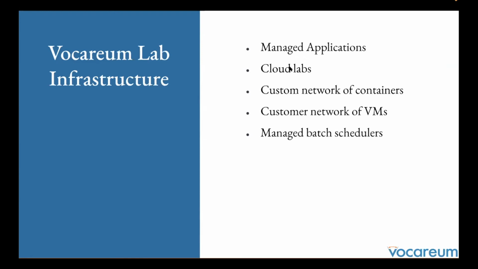Cloud labs, which I already talked about, where we provision a lab with some policies and budgets around it. Custom network of containers, so you can bring your own Docker images, or you can use one of our own Docker images, and you can build a network of containers. And you can build a network of virtual machines. Some of the use cases I talked about for a network of virtual machines are cybersecurity labs, maybe Kubernetes or Docker labs, and managed batch schedulers. So for things like machine learning training or big data jobs, you might need to be able to schedule those jobs and maybe come back later and see the results.